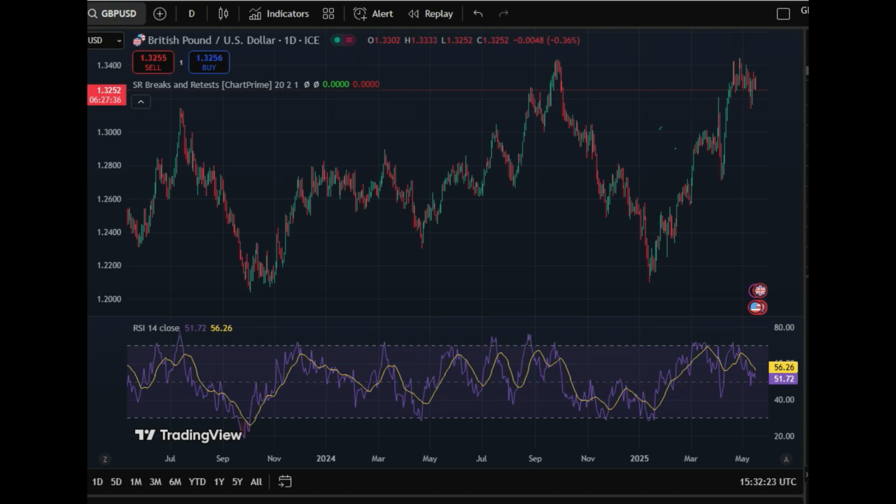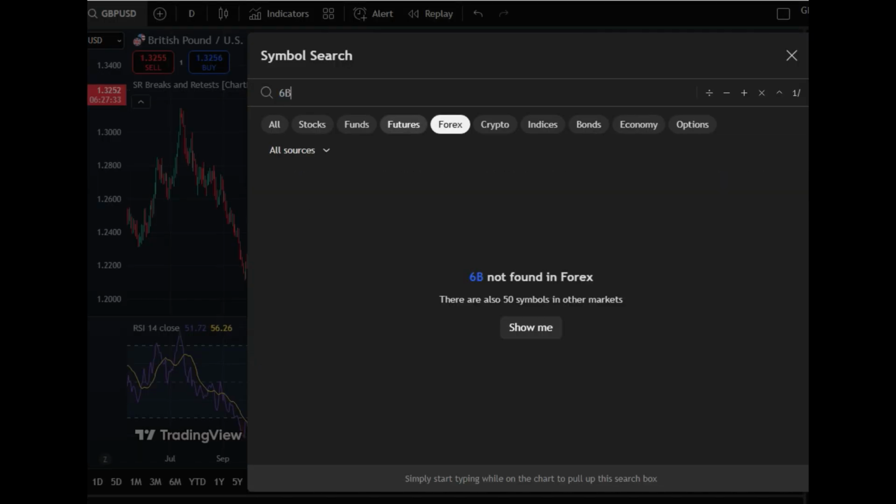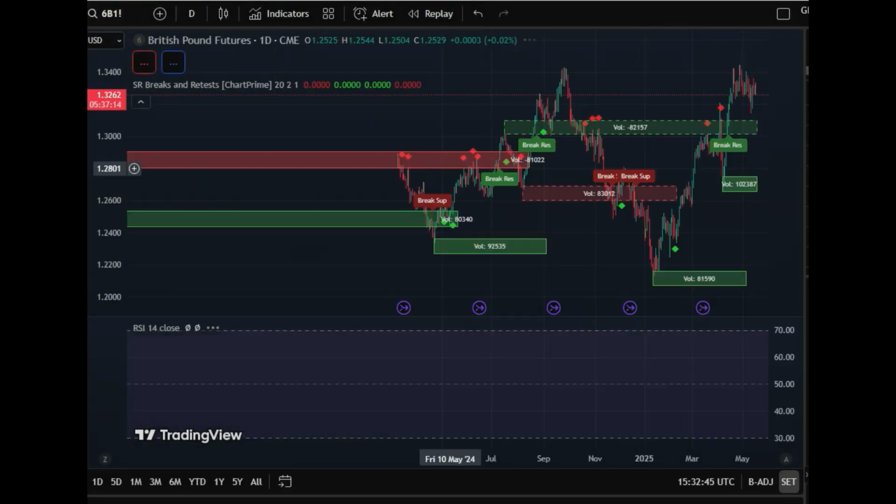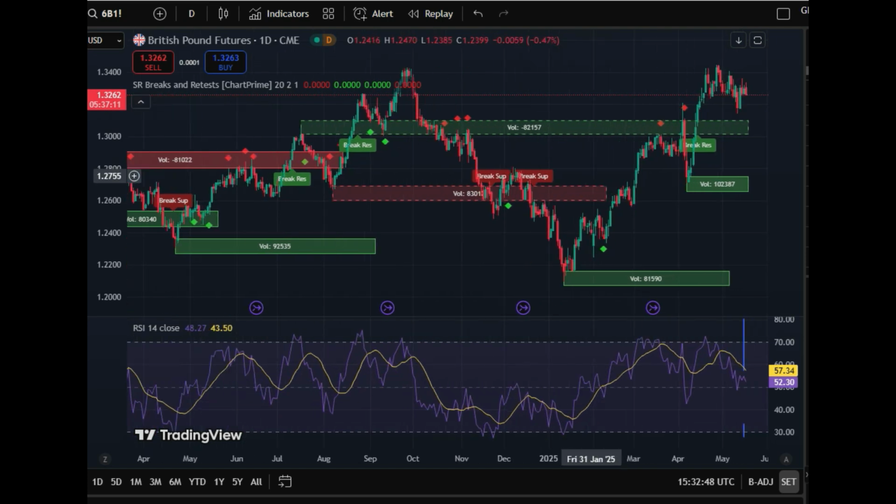When you do that, in the next step, go to the 6B or enter 6 and go to the futures. Why futures? I know that you trade euro dollar, British pound dollar, indices, but if you use futures market, you will get real volumes, and that volumes can help you in trading. So just choose British pound futures. The price levels are the same. Now you will get this indicator.